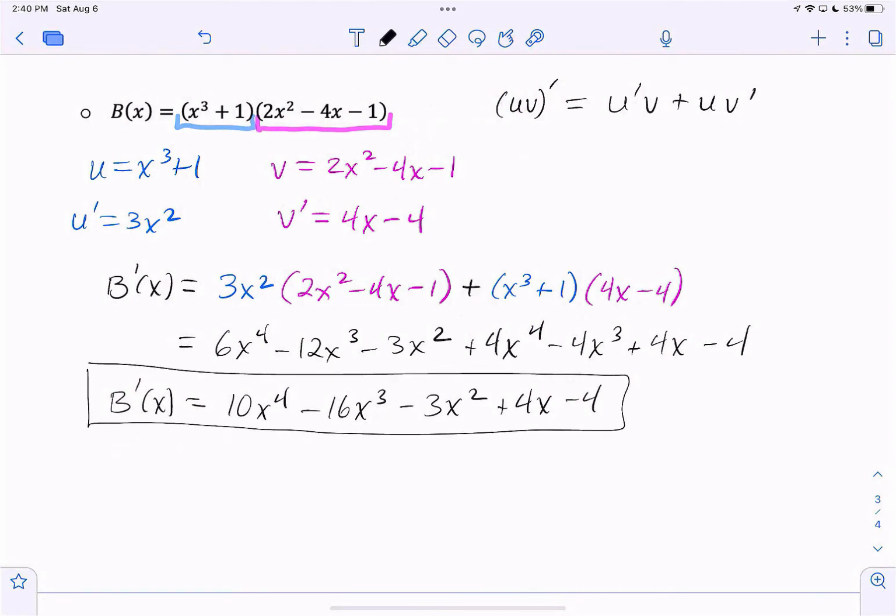Now, yeah, we could have multiplied these out to begin with and just used the power rule, but I wanted to use the product rule. And there will be times down the road where you don't have that option. You're forced to use the product rule. So this was good practice for that.